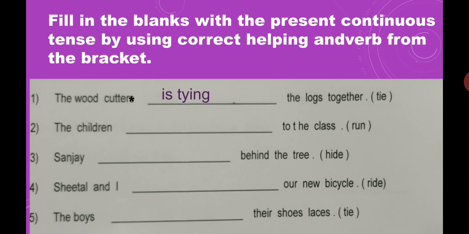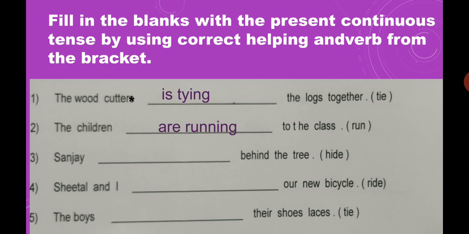Next sentence, the children dash to the class. The children. How many children are there? Many. The noun is in a plural form. So which helping verb comes here? Are. And run becomes running. If we double the last letter, we write the last letter twice, right? So run becomes running. And what will be the spelling of running? R-U-N-N-I-N-G. So what will be our answer? Are running. Understand?